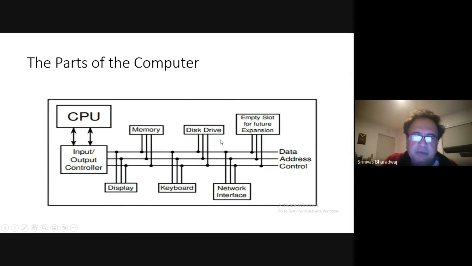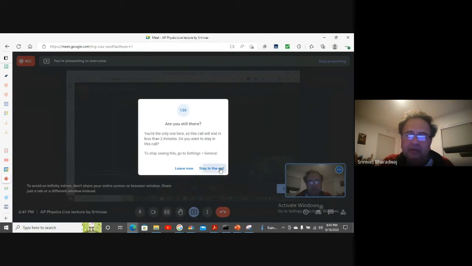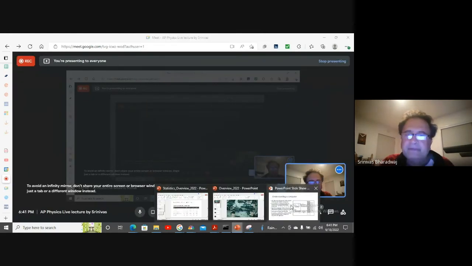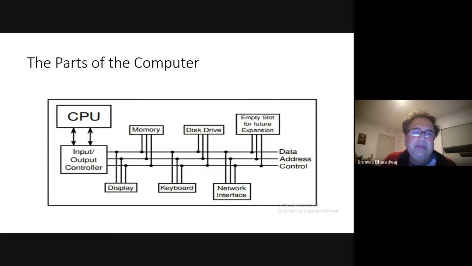Typically, the computer also has a disk drive which has permanent storage. It could be a solid state disk or it could be a magnetic disk. Data from the disk drive is loaded directly into memory sometimes, and then from there it is executed by the CPU. So memory contains both instructions as well as data. Okay, data is pure data, numbers.